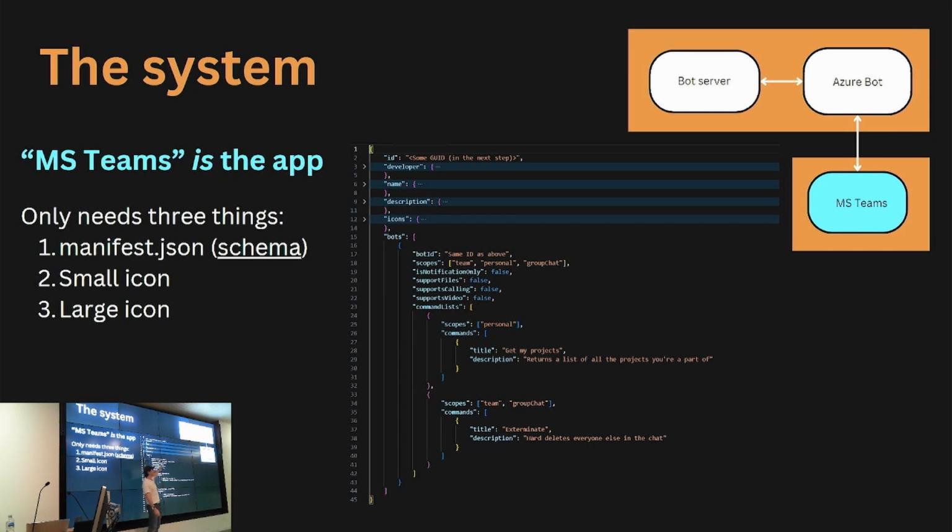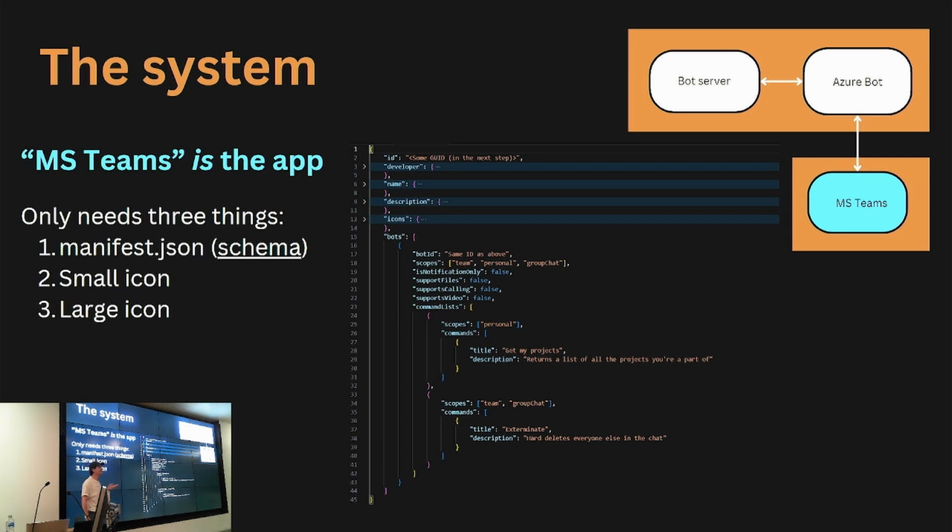It's not notification only. People can message the bot, and here are the commands that they can give it. These will show up in the Teams UI saying, hey, you can say get my projects, and the description will return a list of all the projects you're a part of. And you can scope these to different things. When you're in a team or a group chat, the bot has a command called exterminate, which hard deletes everyone in the chat. And that's just one out of 3 things that you need for the app.